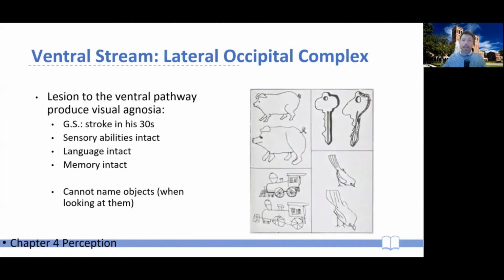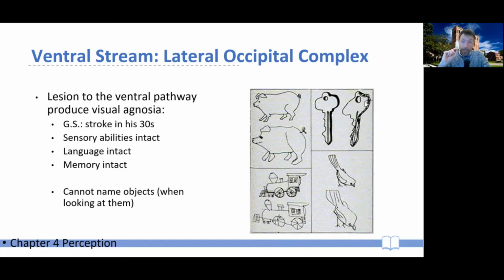In fact, a typical thing that happens in these patients is that you can ask them to draw something. So for example, you can show them a model of this pig, and the patient could actually draw the pig pretty well. If you ask them, what is this? They say, I have no idea. And you can see here how when provided with a model, a key, a bird, a train, the patient can do a pretty good drawing, can copy pretty well what this is.